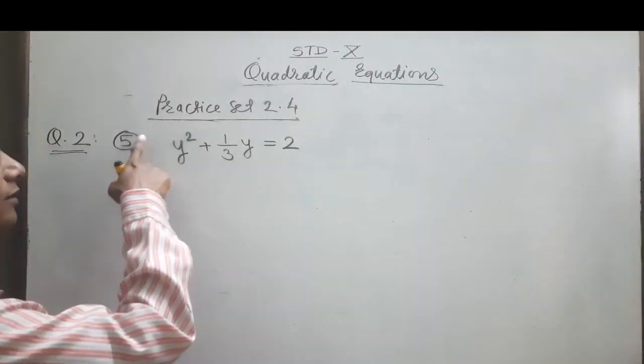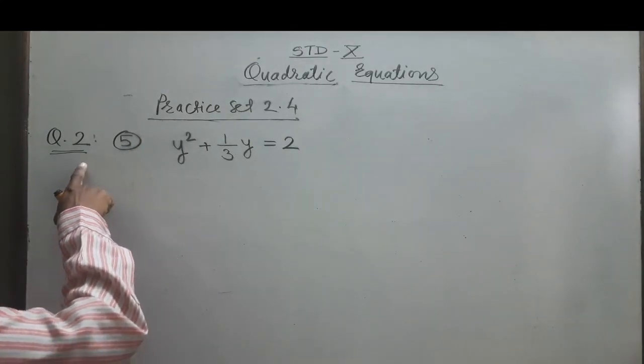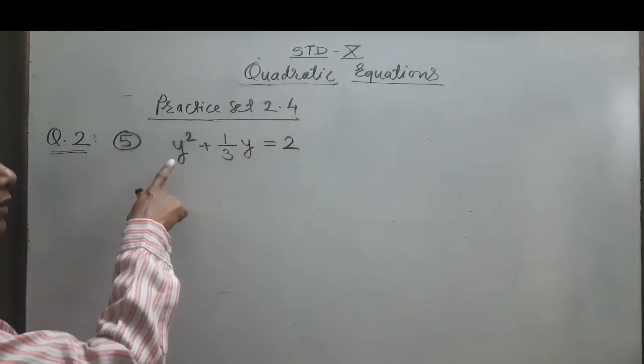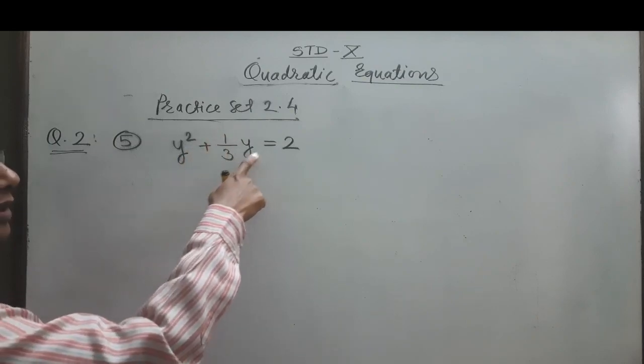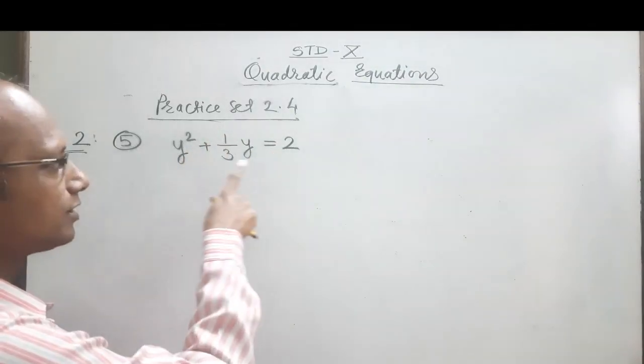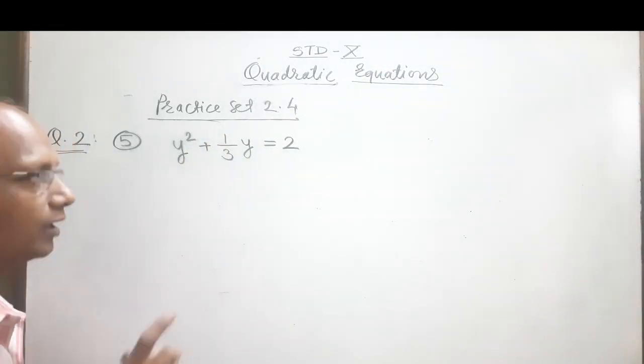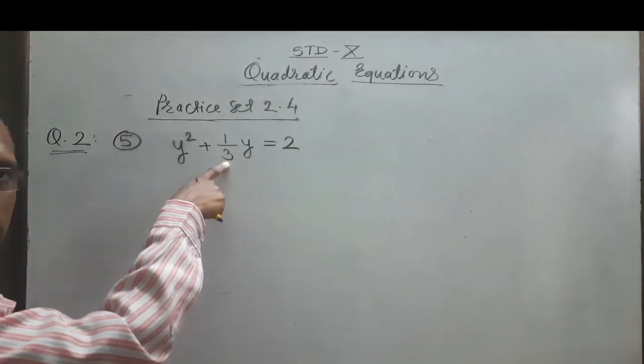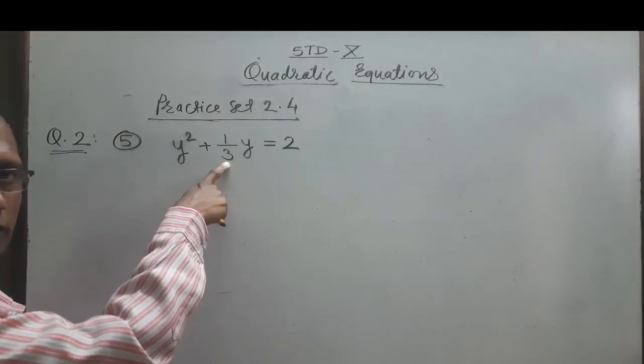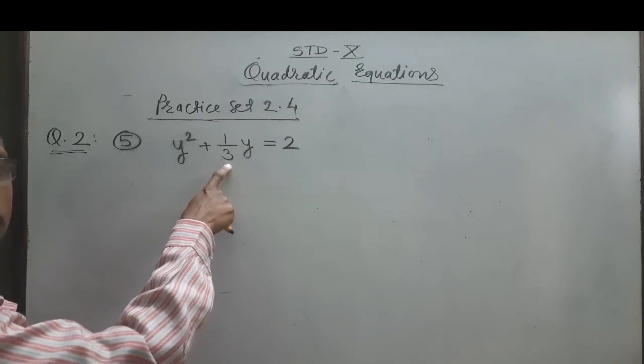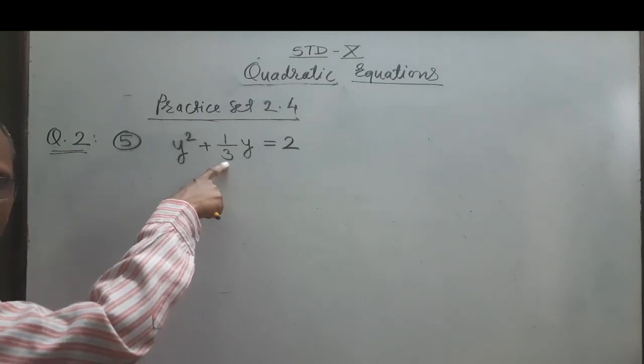Now let us see the fifth problem, question number 2, that is set 2.4. It is y square plus 1 by 3 y is equals to 2. Now this equation is not written in a standard form. Again here we are observing 3 is in the denominator. So as to get it easy, we try to simplify this.